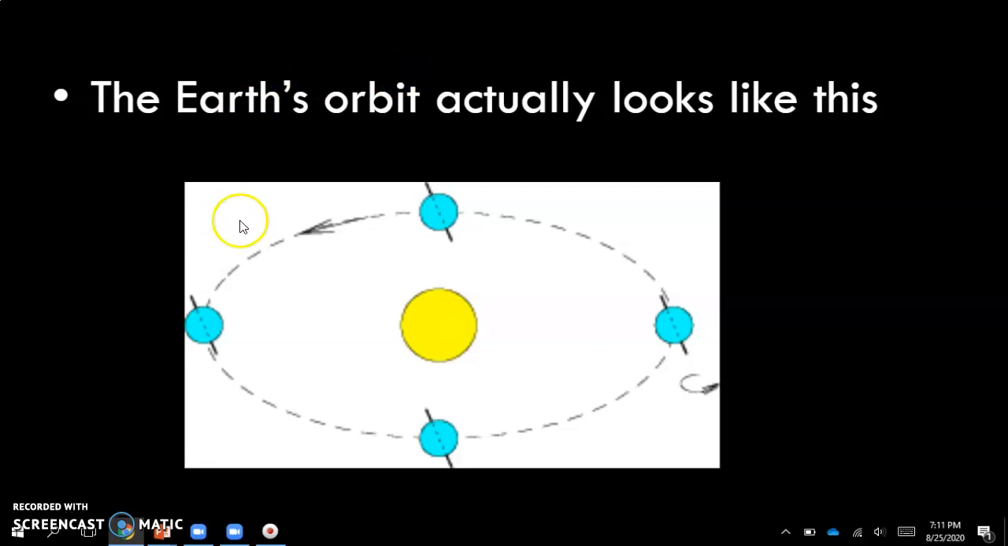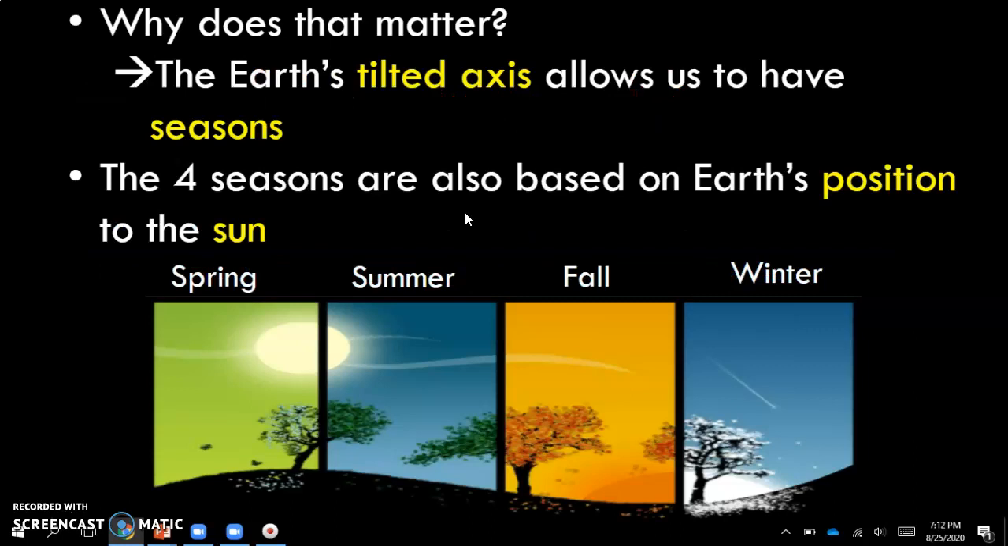So this is what the orbit actually looks like. Remember, we're spinning on our axis, and as we are rotating on our axis, we are also revolving around the sun. So that's where the seasons come in. The Earth's tilted axis is what allows us to have the seasons. The 4 seasons are also based on Earth's position to the sun. So we've got, again, spring, summer, fall, and winter. And this is caused directly from the tilt of the axis of the Earth.